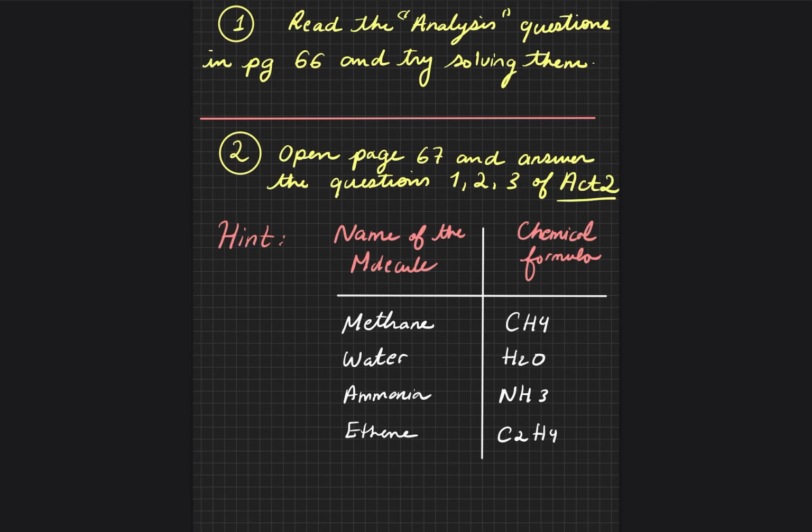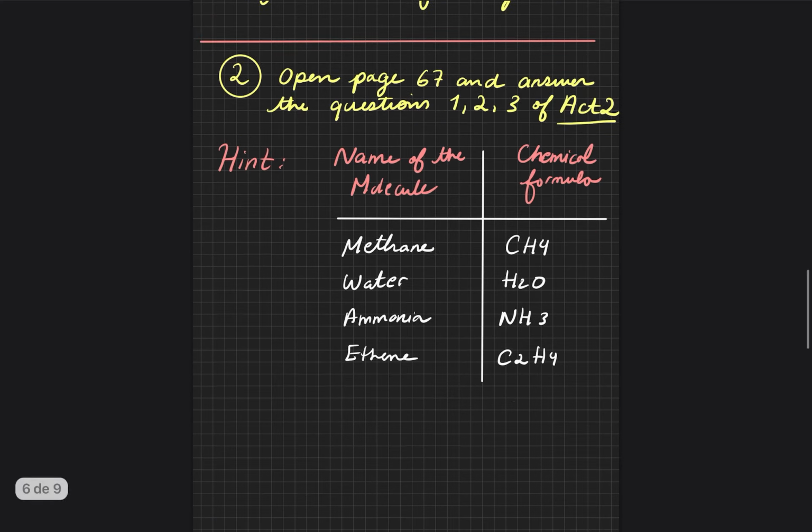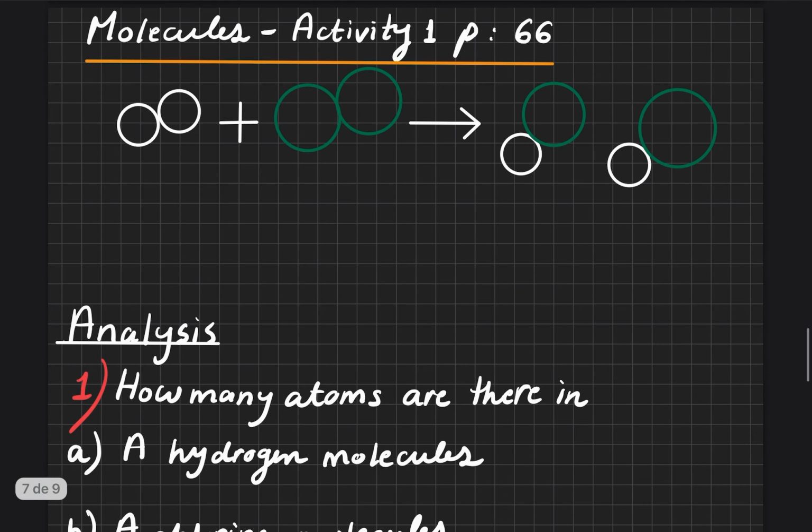Okay. Now what we're going to do is solve activity 1 and activity 2, and then we are going to give you a small homework for next session. Okay. So let's move here. We stopped with activity 1, page 66.